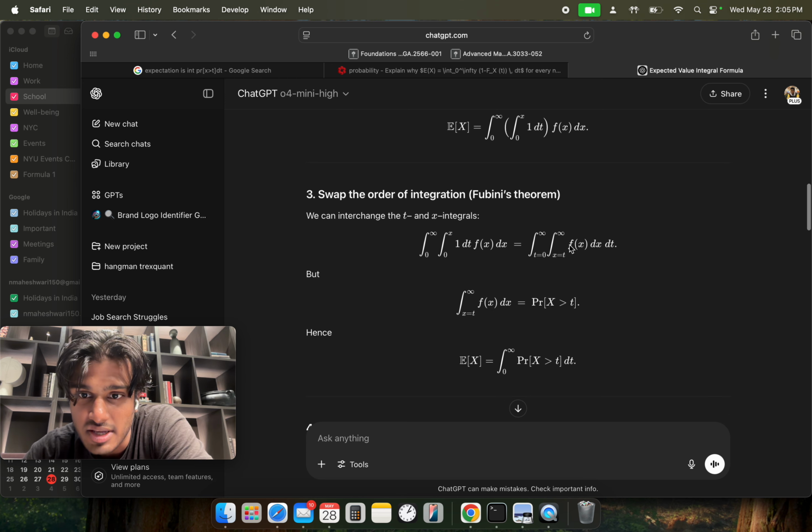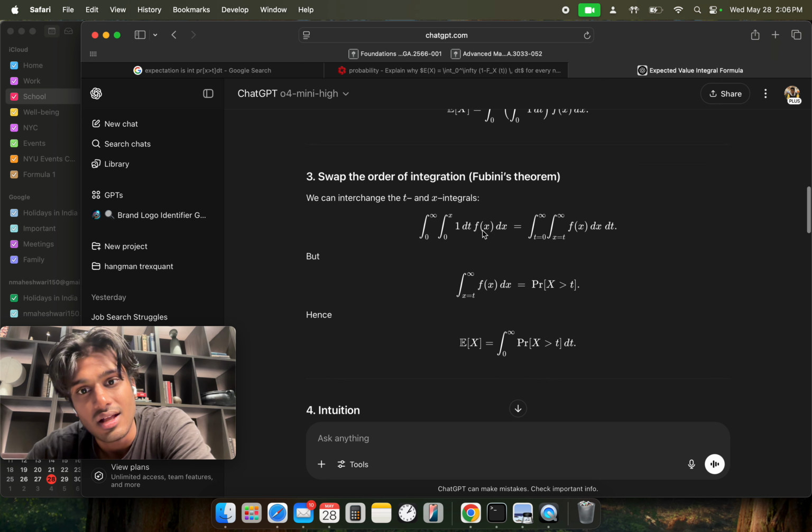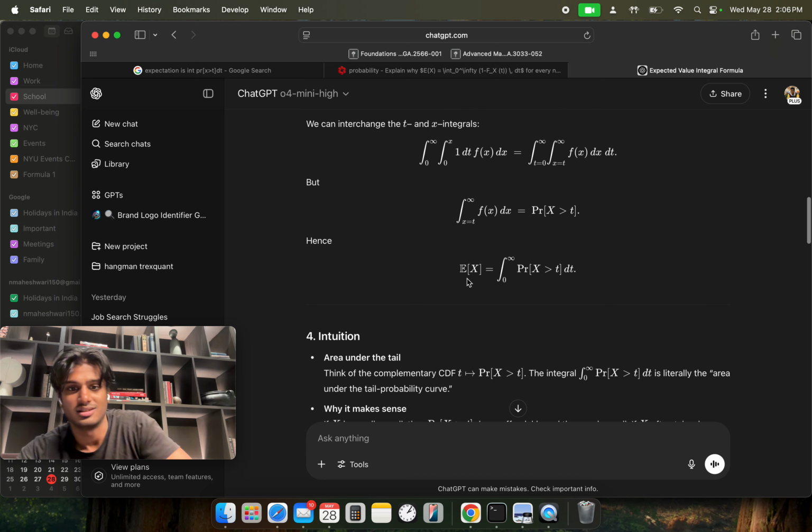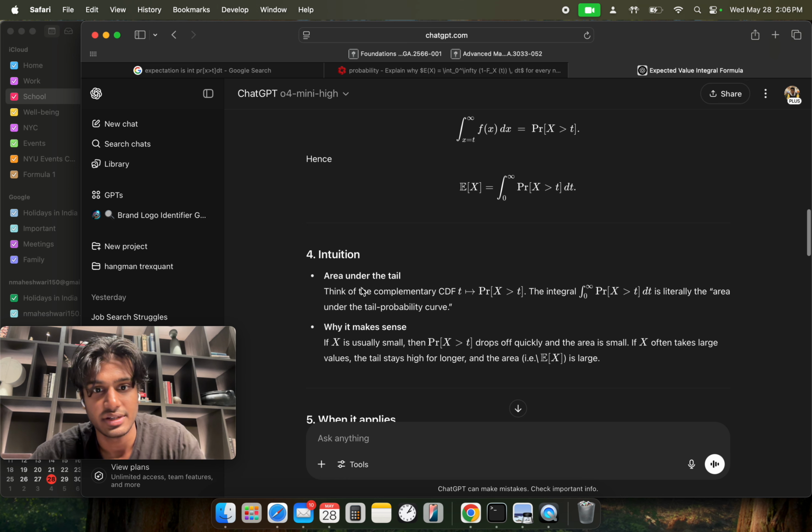And now this interior is just the probability that X is greater than t, and this is the integral over all t going from 0 to infinity. This is just an application of Fubini's theorem, that's it. I don't have intuition behind it, but apparently ChatGPT does. Think of the complementary CDF as literally the area under the tail probability curve.